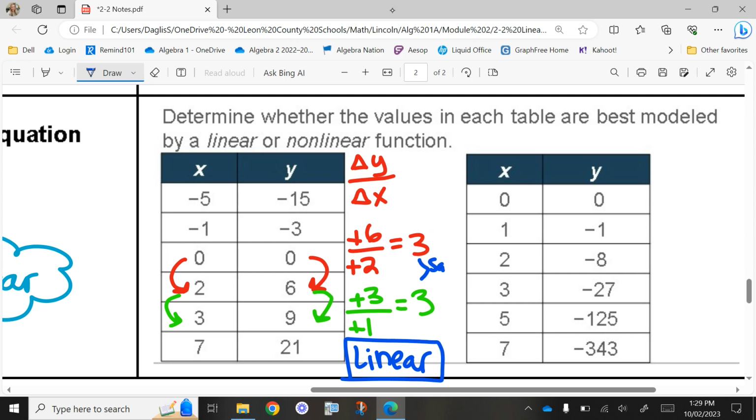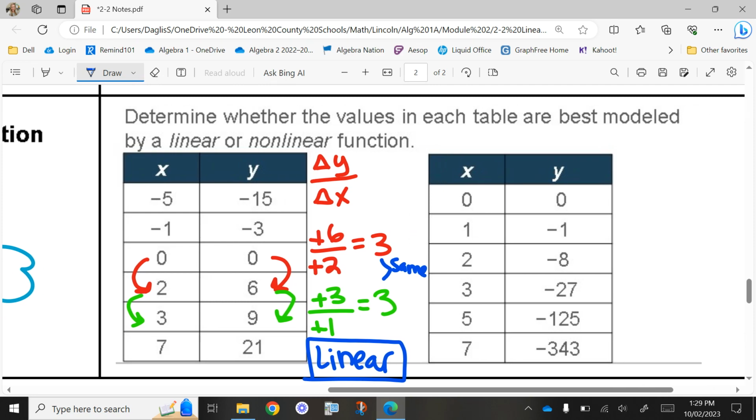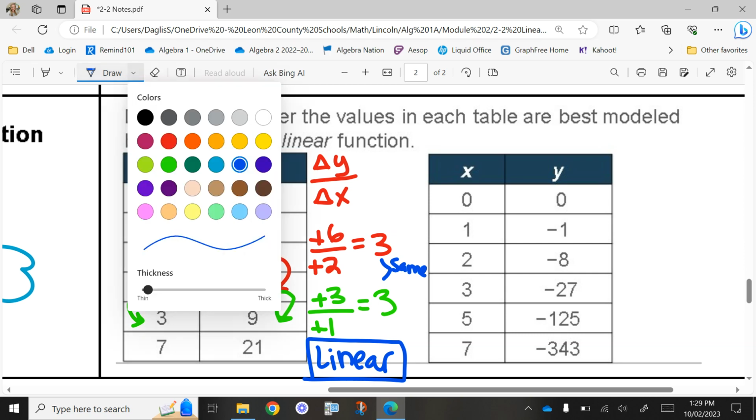That's because these were the same. They had the same slope, so that's why we can say it's a line. We're going to do it again with our next one. My x's go 0, 1, 2, 3, 5, 7. Those last couple kind of messed it up, but that's okay. My y's are 0, -1, -8, -27, -125, -343. We're going to do the same thing we did last time.